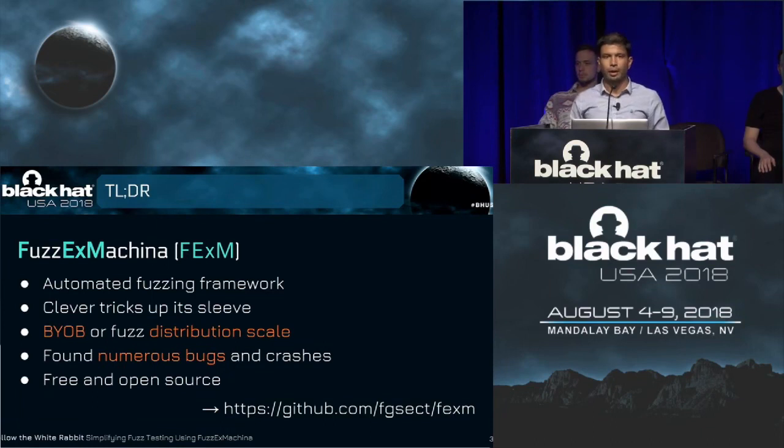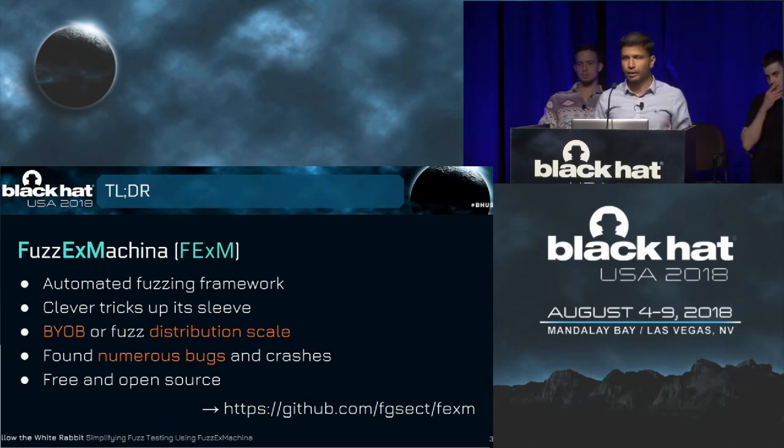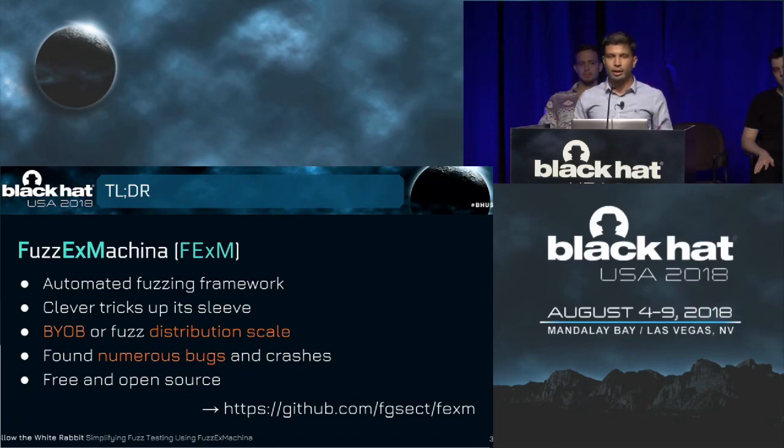We've developed FEXM with two use cases in mind: BYOB, or bring your own binary. In this mode, you can automatically fuzz software that you care about. And the other mode is large-scale distributed fuzzing. In this mode, you can use FEXM to automatically fuzz repositories of software packages, such as the Arch Linux package repository. We believe in eating our own dog food, so we've tried FEXM ourselves and found numerous bugs and crashes, which we'll disclose later in this presentation. Finally, FEXM itself is free and open source. You can check it out at the linked GitHub URL.